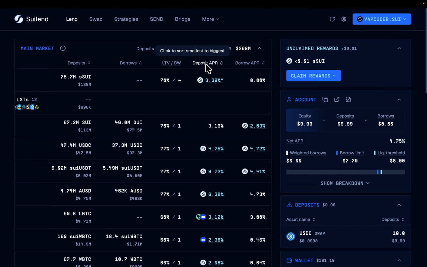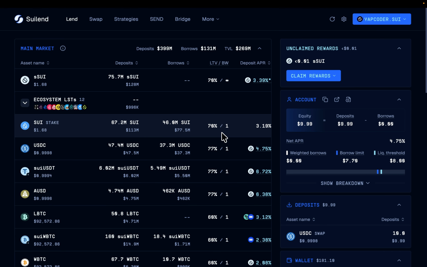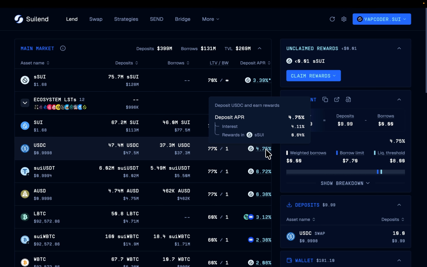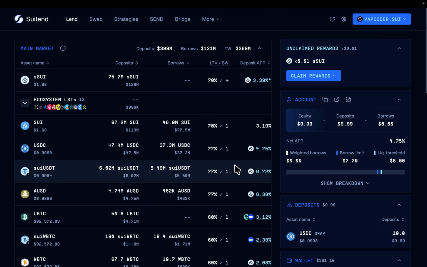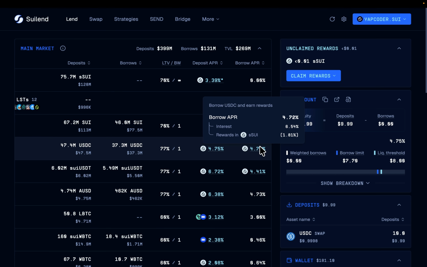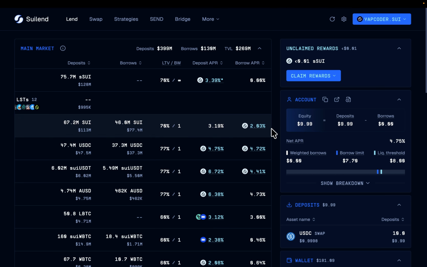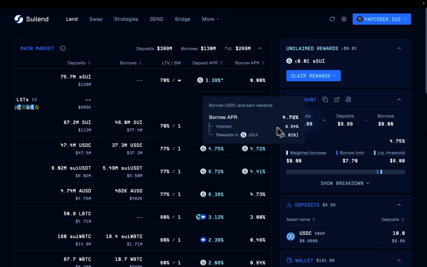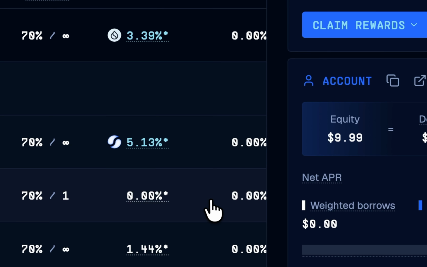Then we have deposit APR, which is how much you're getting paid to deposit that amount. So for USDC, it's currently 4.75, in total. Then we also have the borrow APR, which is how much you're going to pay in interest to basically borrow the money. So that's pretty much it. You can easily click on this to see more. So interest is this, rewards is this, borrow APR is this. So that's pretty much what you need to know.